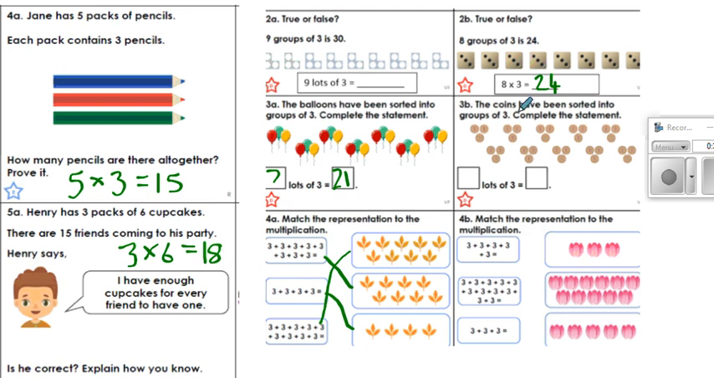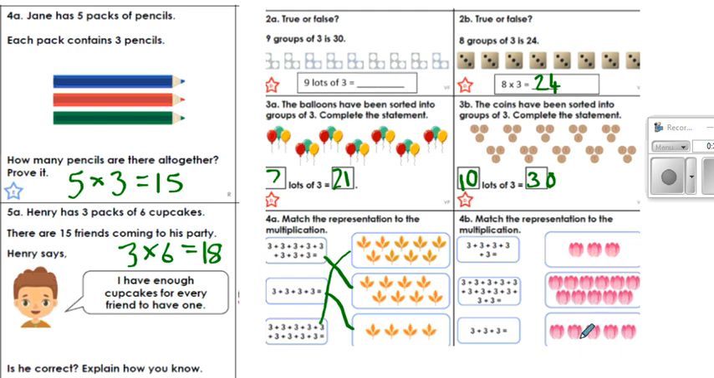The coins have been sorted into groups of 3. Complete the statement. How many lots of 3 are there? 1, 2, 3, 4, 5, 6, 7, 8, 9, 10. 10 lots of 3. And we do know our 10 times table is 30. I didn't fill it in the box because I can't write properly with the pen.